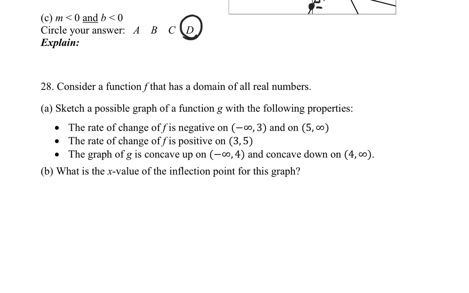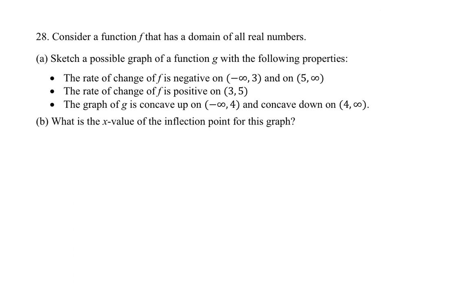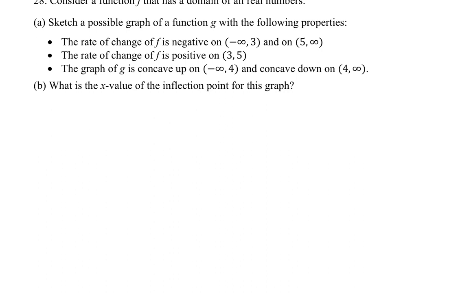Question 28. Consider a function with a domain of all real numbers. Sketch a possible graph of a function g with the following properties. The rate of change is negative from negative infinity to 3 and from 5 to infinity. The rate of change is positive from 3 to 5, and the graph is concave up from negative infinity to 4 and concave down from 4 to infinity.